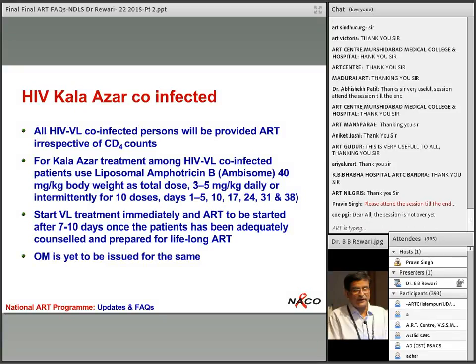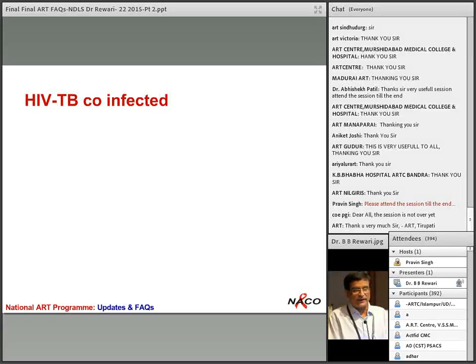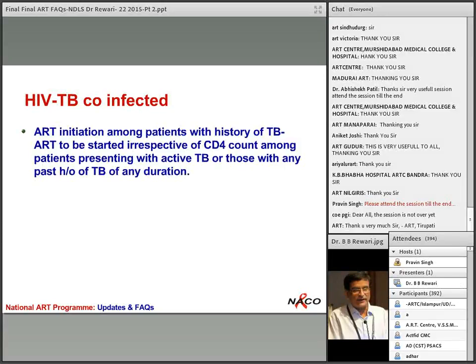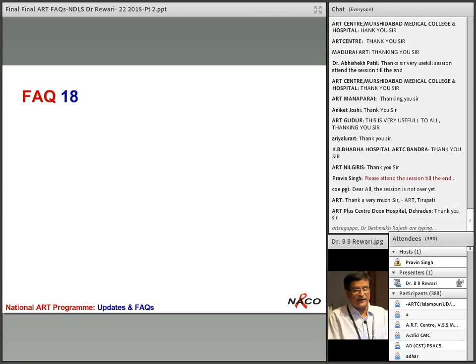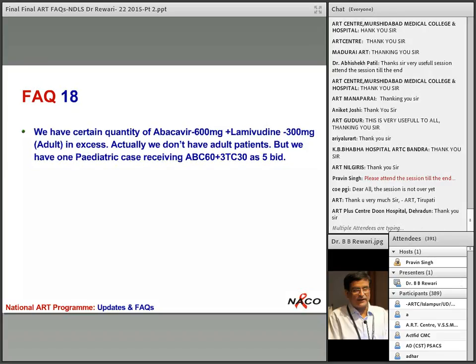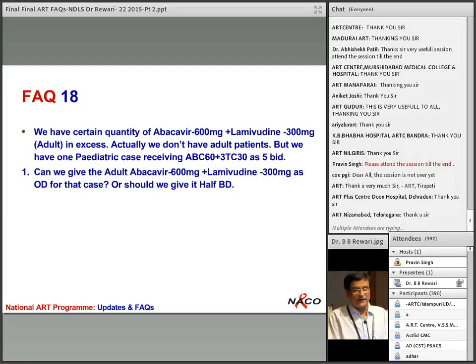Though the office memorandum for this is still to be issued from NACO side. Again, just to re-emphasize that ART initiation among patients with history of TB is to be started irrespective of CD4, irrespective of when they had CD4. It was 5 years back, 2 years back, 3 years back, before detection of HIV or after detection of HIV. ART has to be started irrespective of CD4 count. The guideline on usage of abacavir lamivudine access has already been given, the adult regimen has already been given, and I have just reiterated the same.